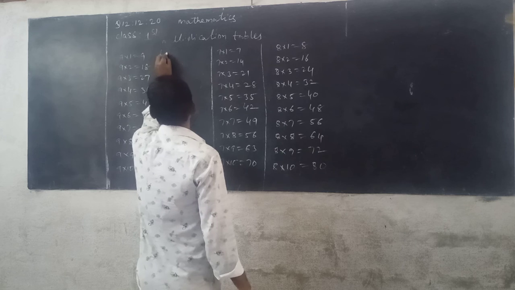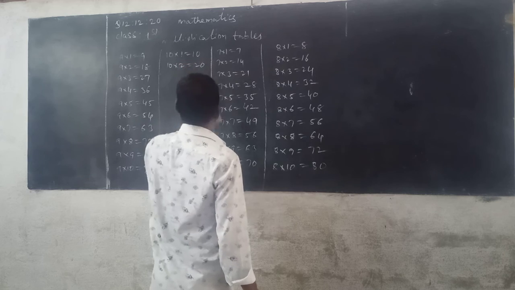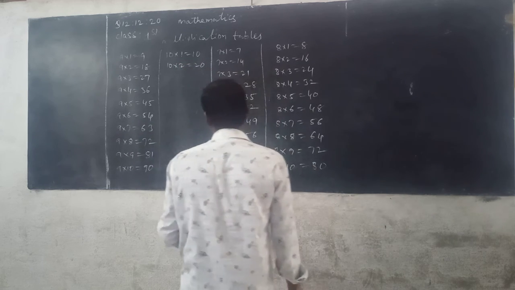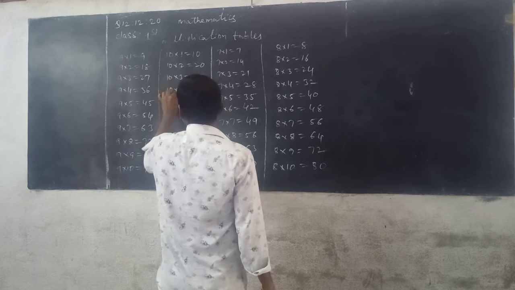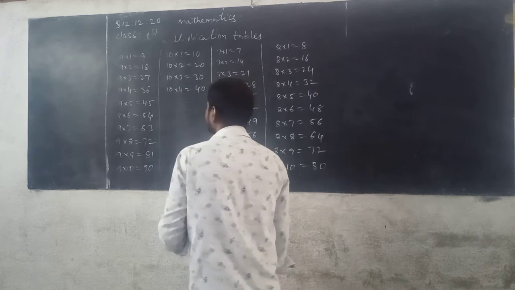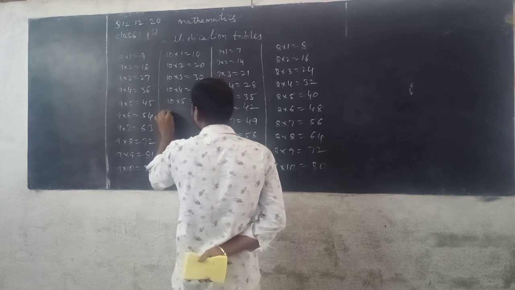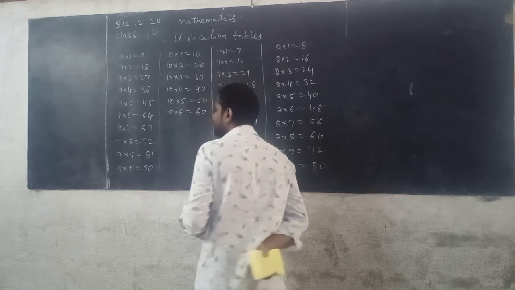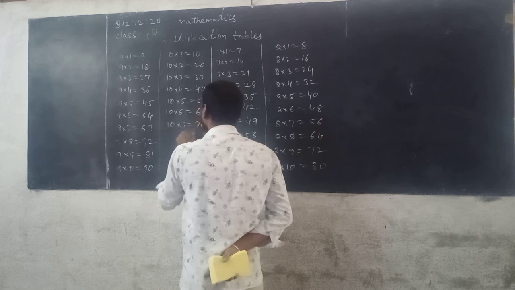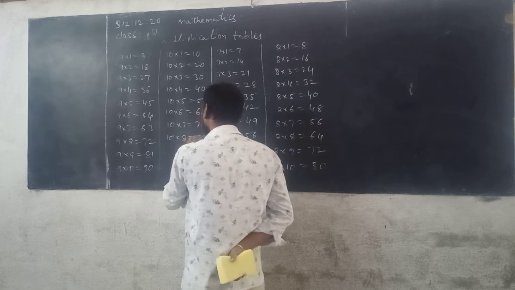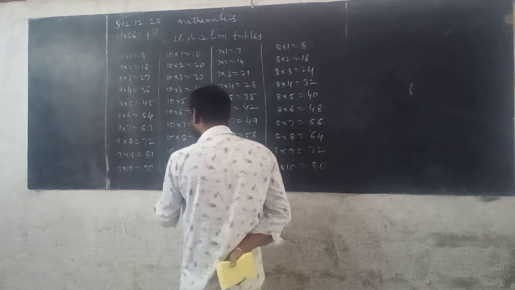Next, 10 table. 10 1s are 10. 10 2s are 20. 10 3s are 30. 10 4s are 40. 10 5s are 50. 10 6s are 60. 10 7s are 70. 10 8s are 80. 10 9s are 90. 10 10s are 100.